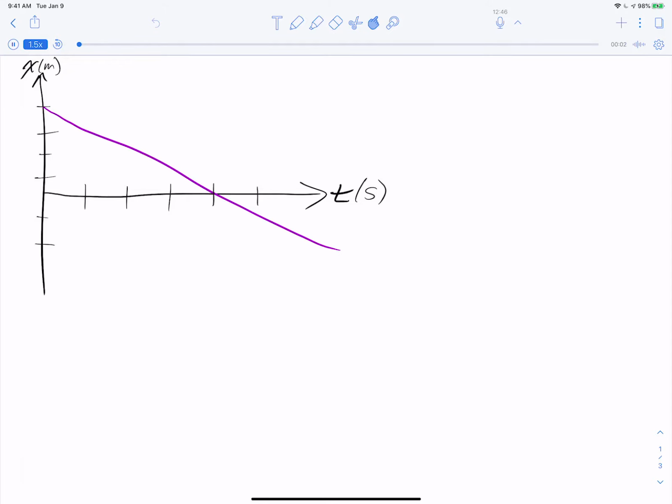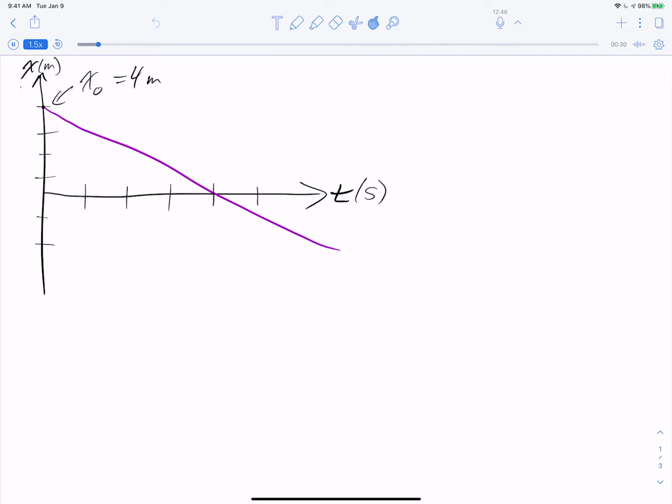Here's a plot of position versus time for some object. Let's see what we can figure out from it. First of all, we see that the vertical axis is position and the horizontal axis is time. And we can find the starting value at time equals 0 is 4 meters. Each of these tick marks is 1 meter. So that would be my x naught is equal to 4 meters.